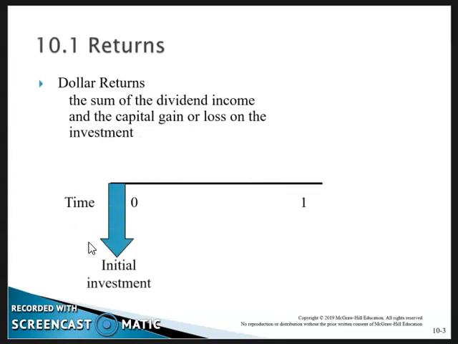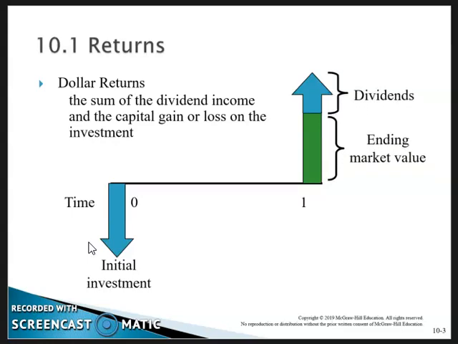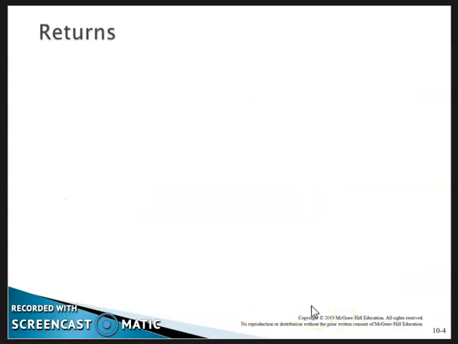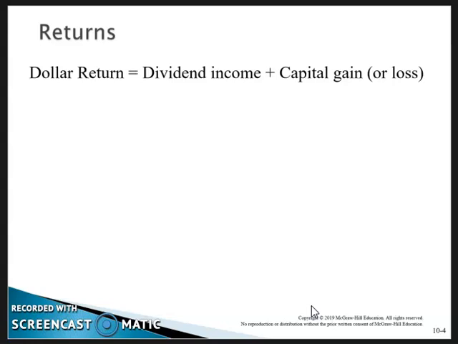So dollar returns, the sum of dividend income and capital gain of the investment. So we take the initial investment, and then we're going to add in the dividends, and we're going to compare that to the ending market value. So we sum up the dividend income and then take the change in the value of the asset, and then we divide that by the initial investment. So the dollar return is dividend income plus capital gain income.